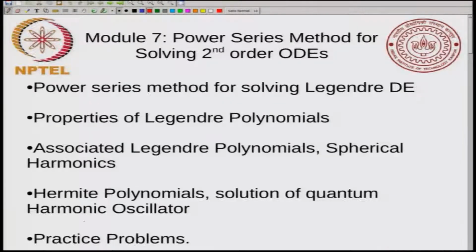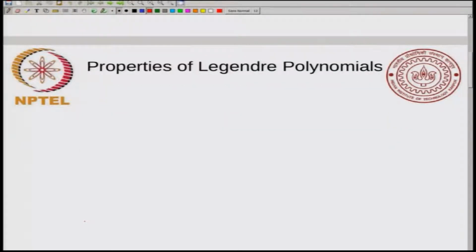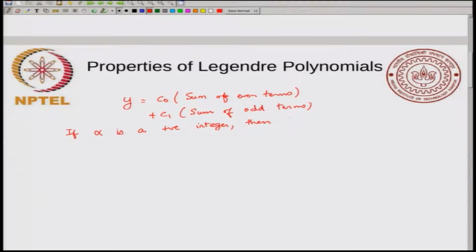From the last class we saw that Legendre polynomials are solutions of a differential equation. That differential equation has the solution y equal to C0 times a sum of even terms plus C1 times a sum of odd terms. This is the general solution of the Legendre differential equation for any value of alpha, and if alpha is a positive integer, then one of the series above terminates at x to the power alpha. This series is what we called P alpha of x.